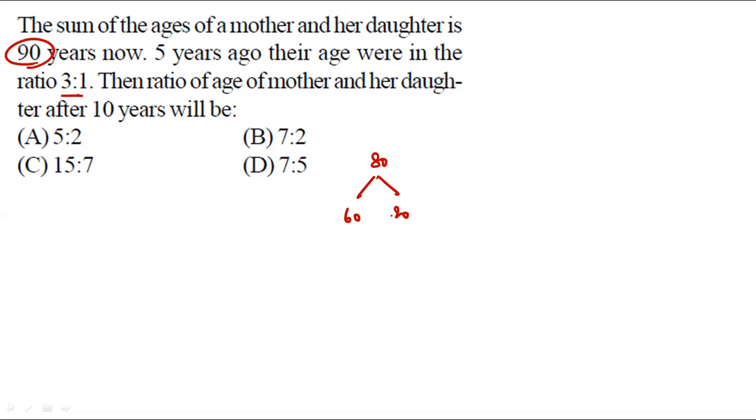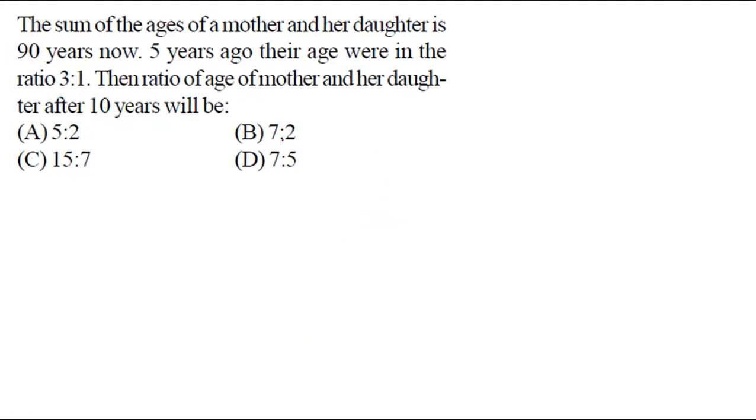Then the ratio of the ages of mother and daughter after 10 years. After 10 years, what does it become? 70:30. Therefore, what is the ratio? 7:3 only, right? It should have been 7:3.